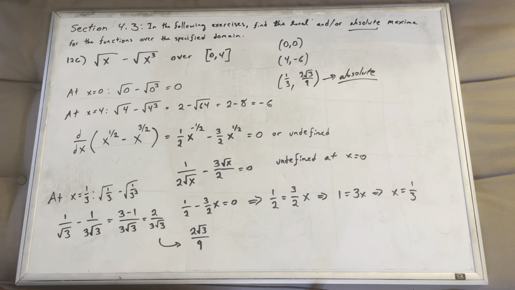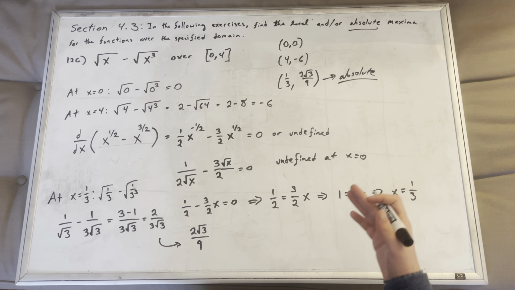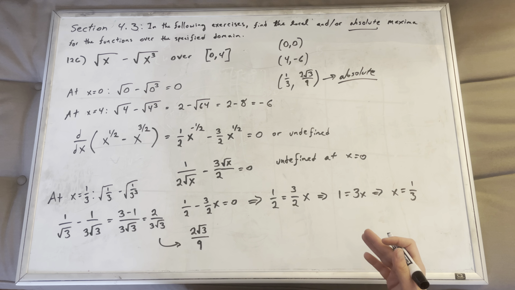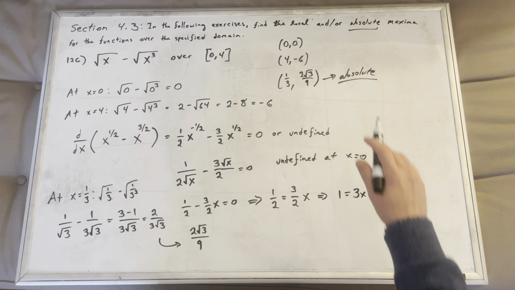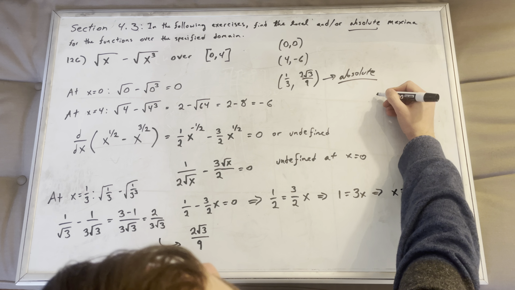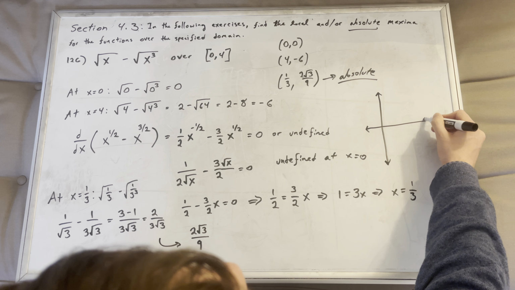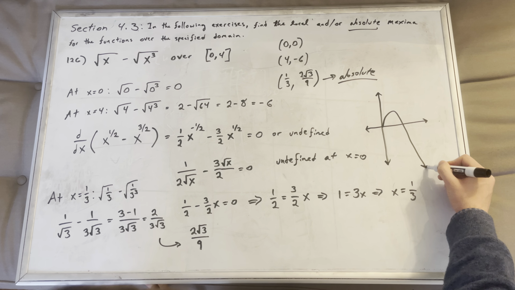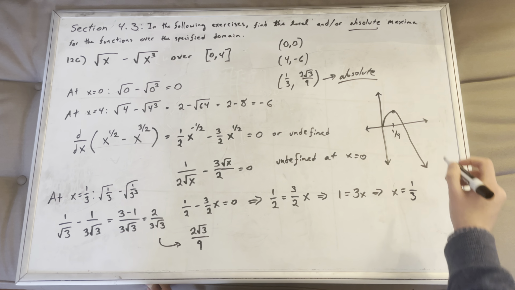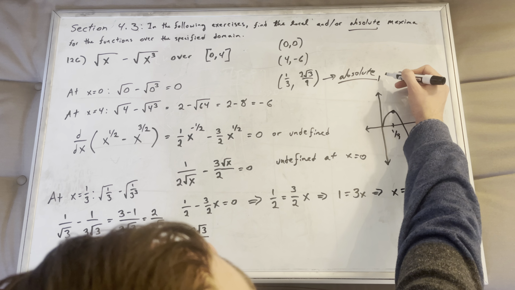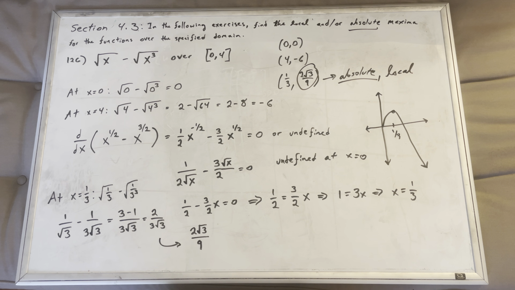To know if this is a local maxima or not, the textbook recommends graphing the function. There are other techniques that you will learn later, but for right now, we can just consider the graph of the function to determine if this is local or just the absolute maximum. Using a graphing calculator, you will observe that the function takes this form. At 1/3, we do see that this is a local maximum. Hence, this is both the absolute and the local maximum, 2 square root 3 over 9.